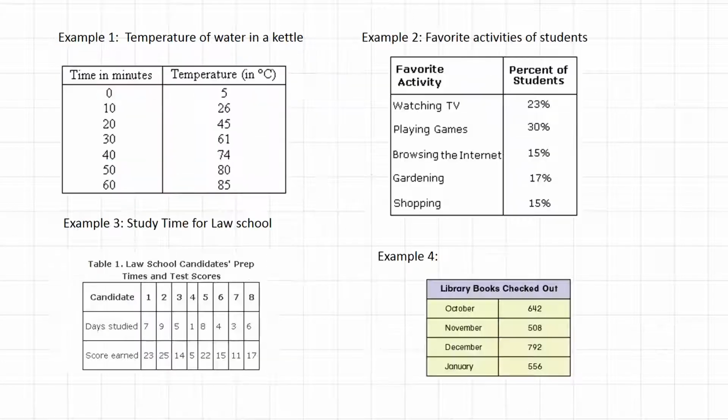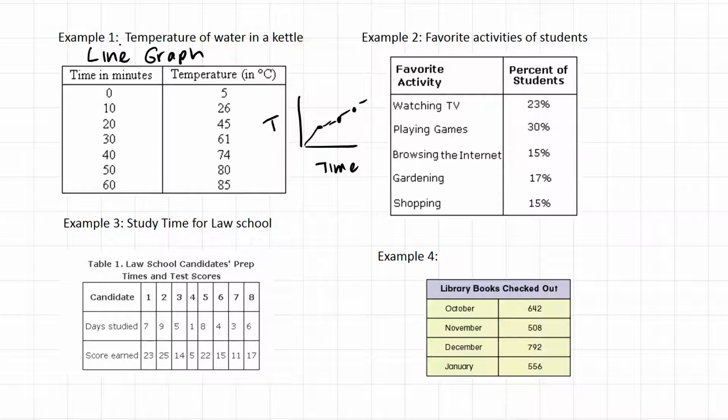So let's take a look at these 4 pieces of data and pick out which table would be represented best by which one of the graphs we've already looked at. So the first one is if we're measuring the temperature of water in a kettle, and so we're tracking something over time, and that would make sense that it would be a line graph then. So the time would be on the x-axis and the temp would be on the y-axis, and we'd have some dots that we connect to track that change.